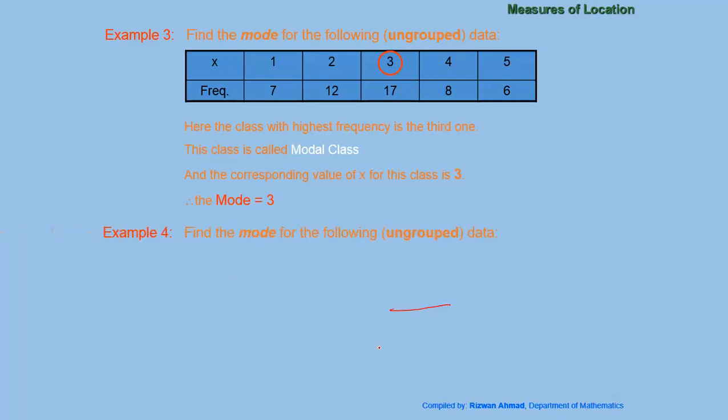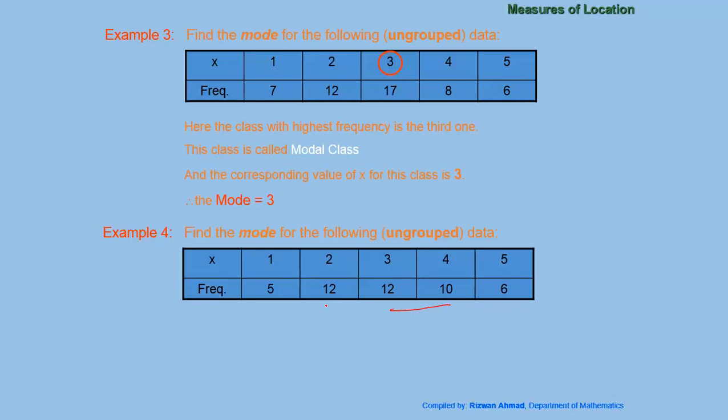Now see another example. Here if we see, these two classes have the same frequency and this is the highest frequency in the whole table. So it means there will be two modal classes and there will be two modes. So we will write that the modes are 2 and 3. Never take the average of these two and write that the mode is 2.5. No, you write that there are two modes, 2 and 3. I hope it's clear to all of you.